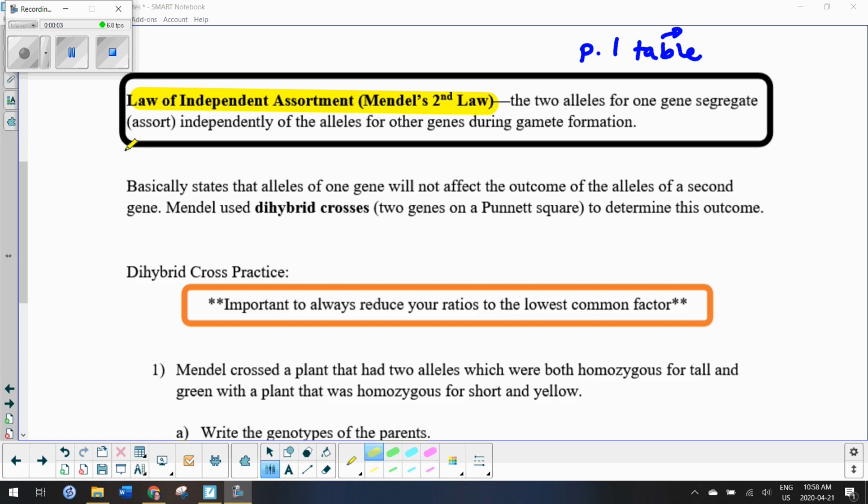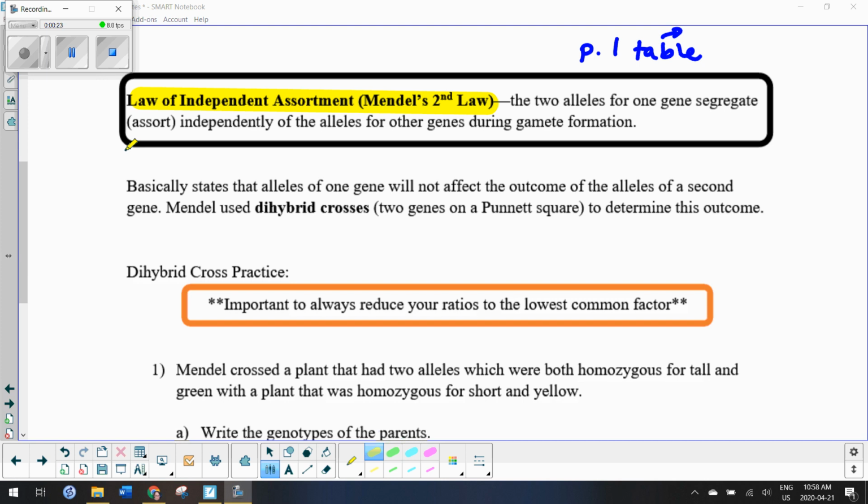Okay, moving on to dihybrid crosses. Dihybrid crosses are one of the more challenging crosses that you will have to do for Bio 30. They do get more challenging when you go into university levels, but for Bio 30, I'd say this is one of the toughest ones.